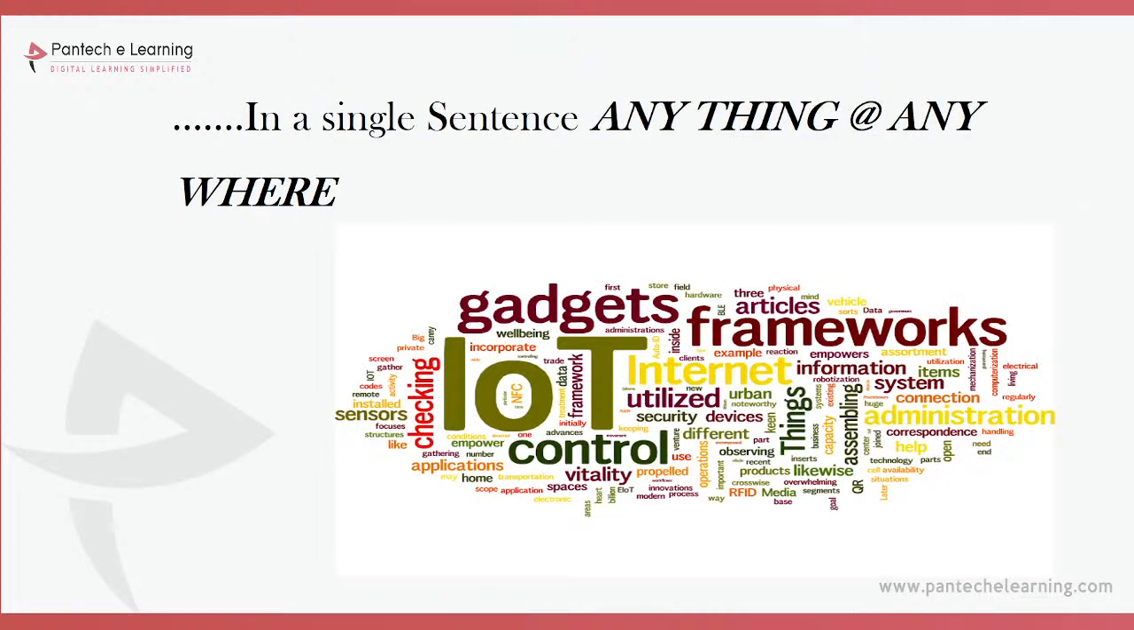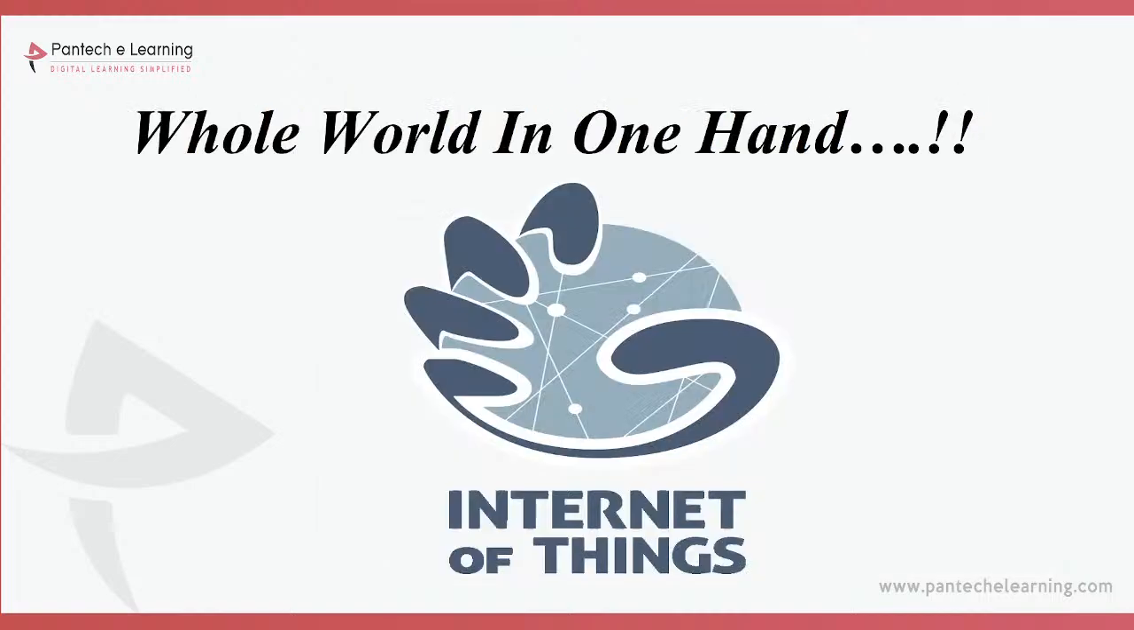Okay. So in a single sentence: anything, anywhere. What does that mean? From anywhere, I already told you, from our home we can build a business in Delhi. Anything from anywhere, we can do anything from our place, from home. So you can see here, the whole world in one hand. The whole world in one hand is true.